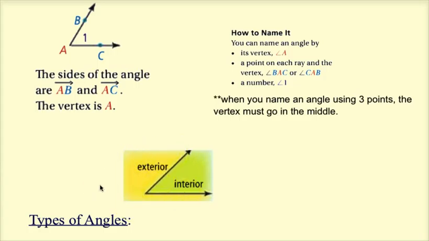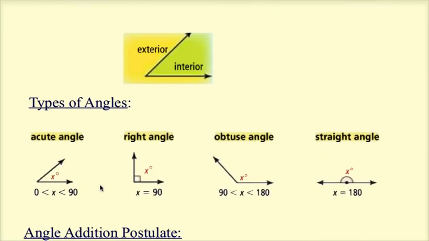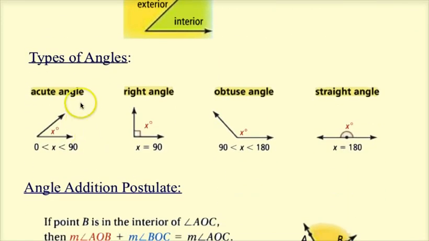Now there are different types of angles that hopefully you're familiar with most of these already. An acute angle looks like this. Is between 0 and 90, so it's greater than 0 and less than 90 degrees, and that's called an acute angle. A right angle is exactly 90 degrees, and notice this L shape right here. That's how we can show that it's a right angle.